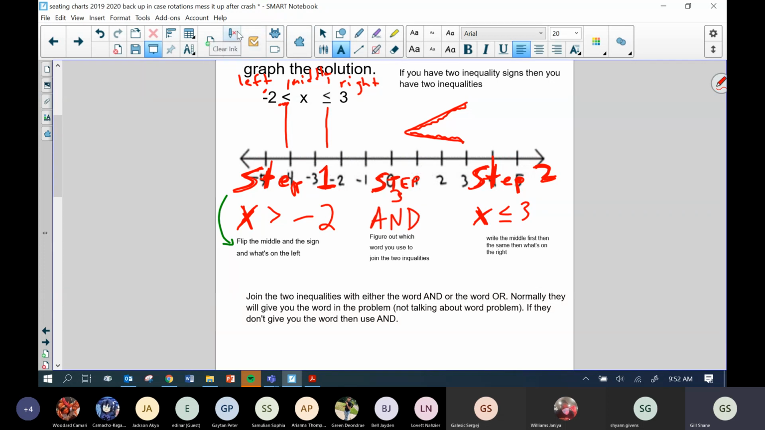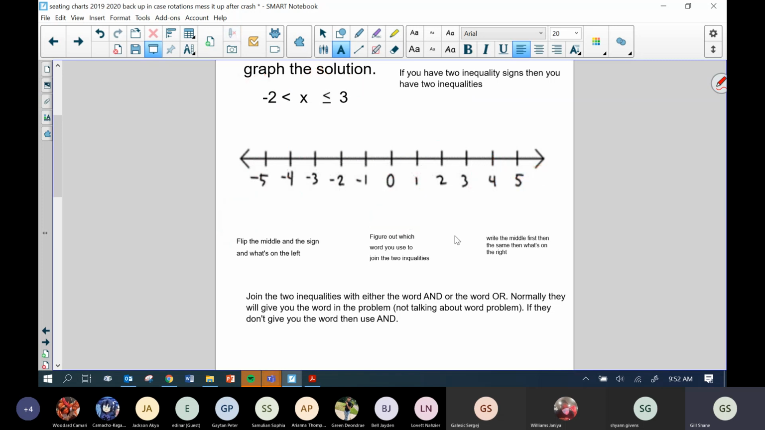I'm going to rewrite the equation. Yeah, I'll just rewrite it. That'll be faster. So again, we did steps 1, 2, and 3. We came up with x is greater than -2, and x has to be less than or equal to 3. So now we just graph it, which we did last time in class. So I'm just going to graph it for you. It helps to use 2 different colors.